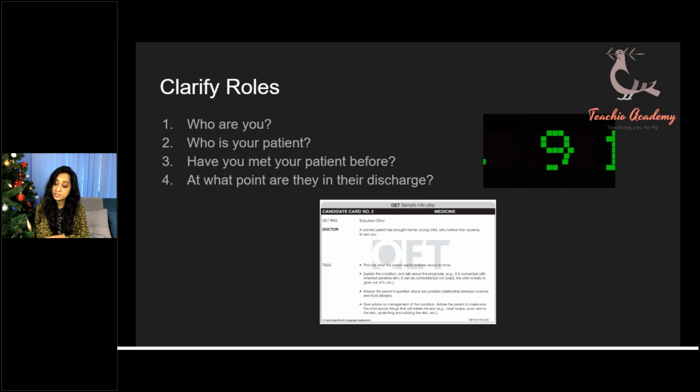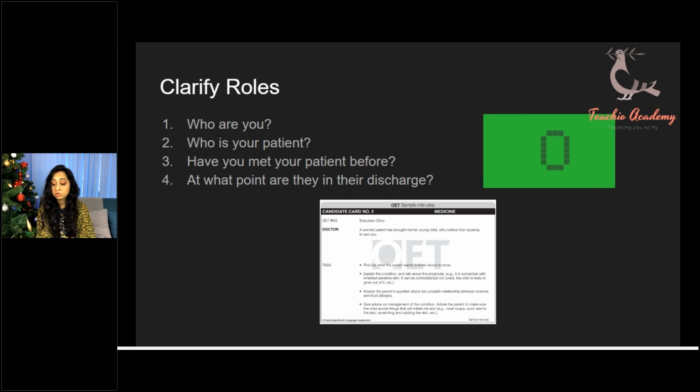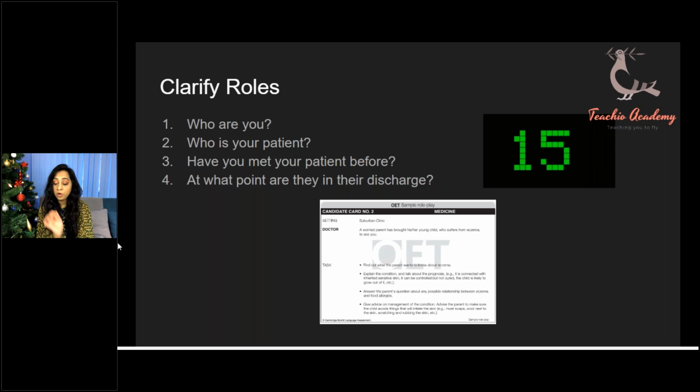So if you're going to use sentences like this, what they're going to think is that this person doesn't really know English. They've memorized a few sentences and they're using that sentence on this OET. So they're not really going to be safe doctors or nurses when they come into an English speaking country. So be very careful that you know, have you met your patient before, and at what point are they in their discharge.